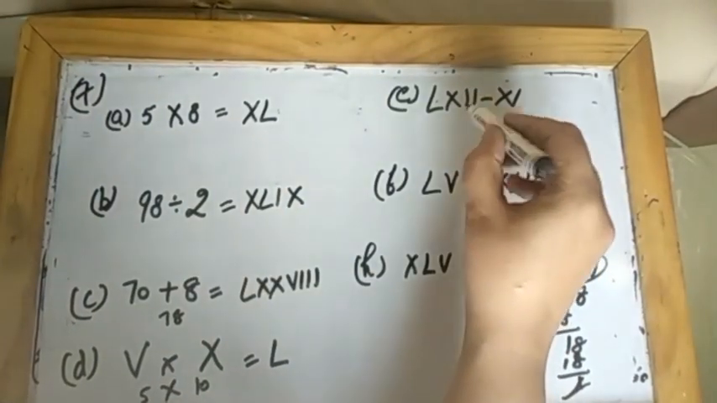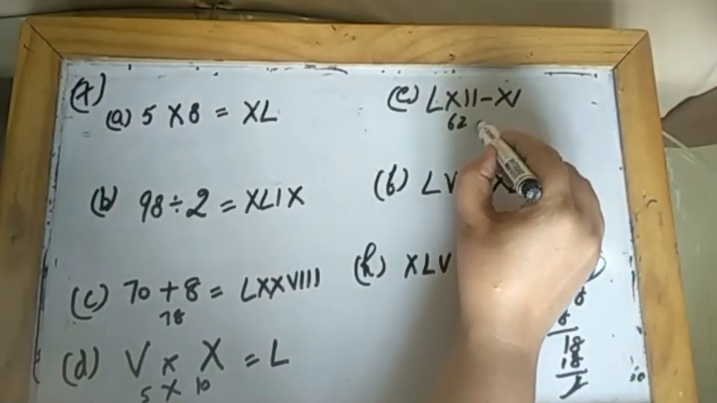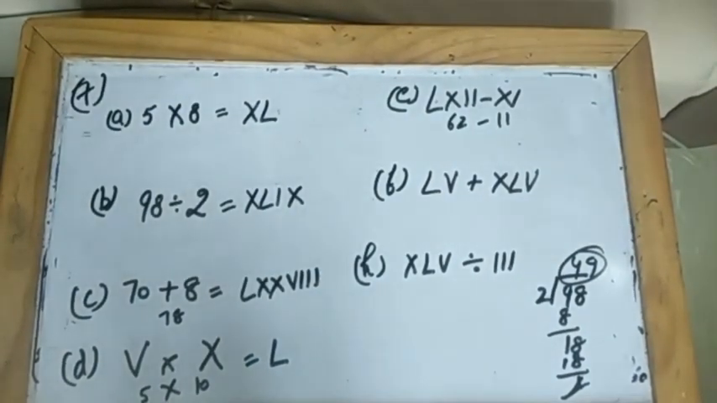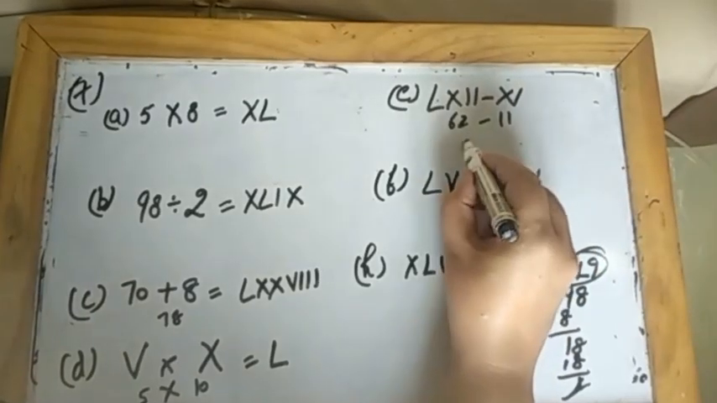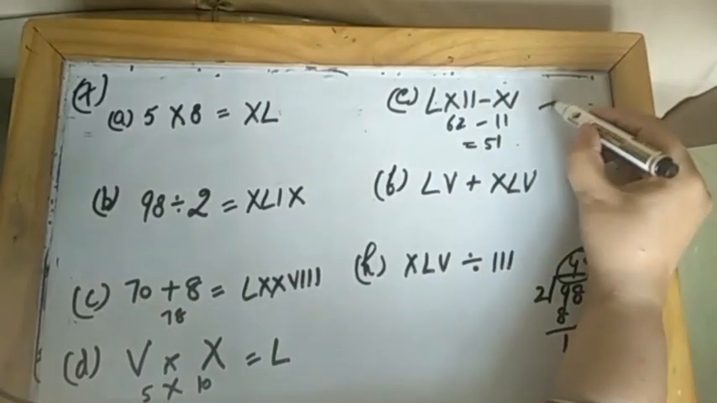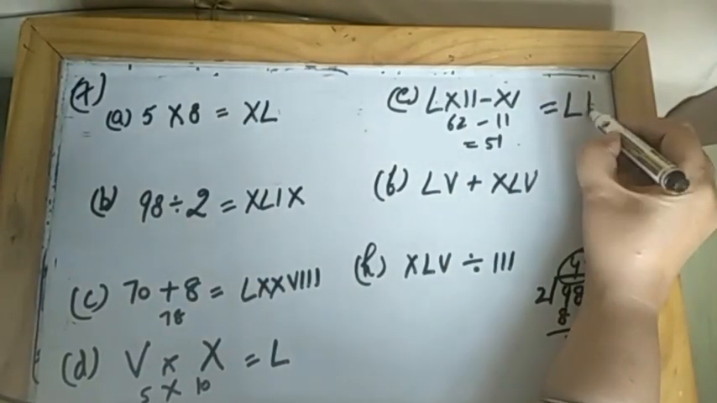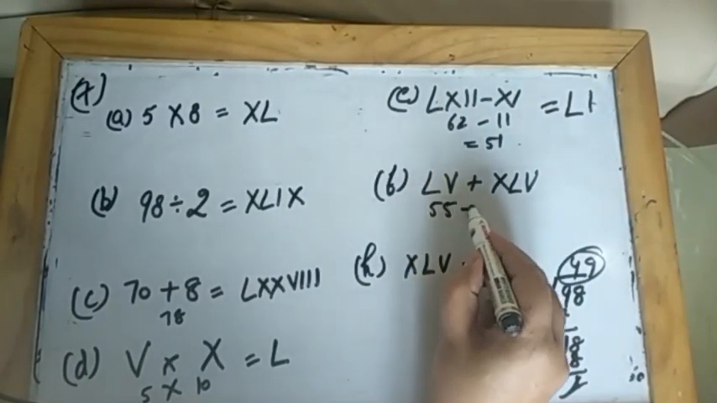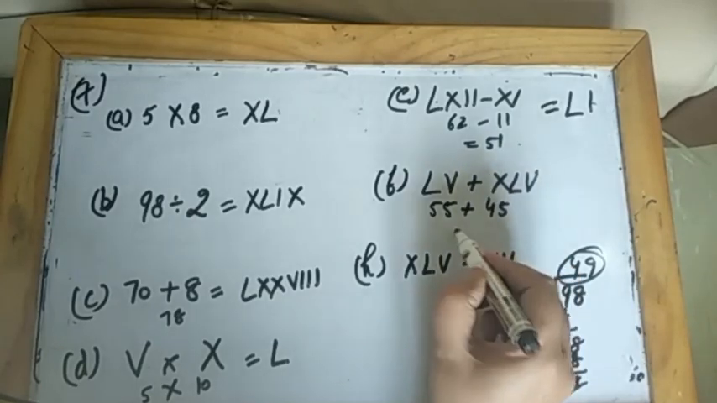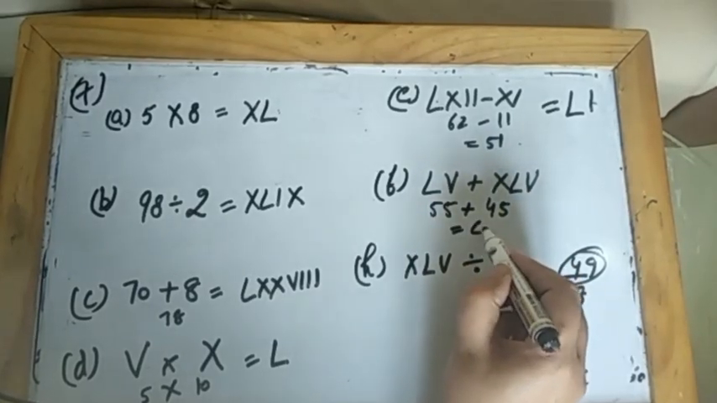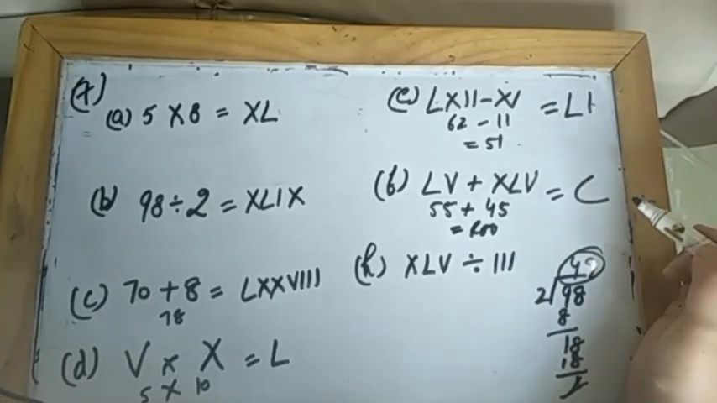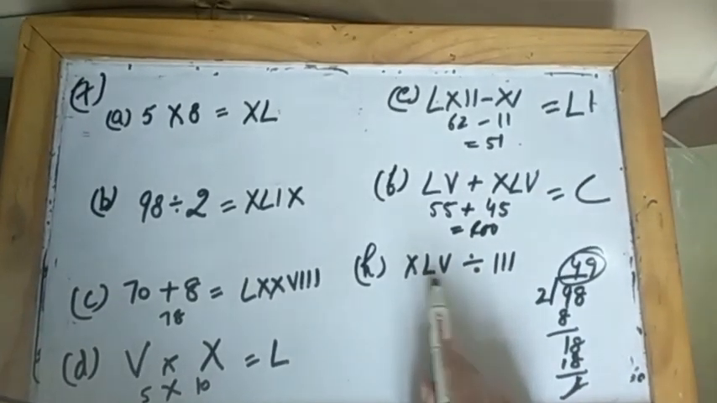Like this. Now this is 62 minus 11. Now what do you get? Subtracting 62 minus 11, you get 51. So I have to write the answer in Roman numerals. So this is 51. Now this is 55 plus 45. So what will you get? You will get 100. And how do you write 100? It's C.